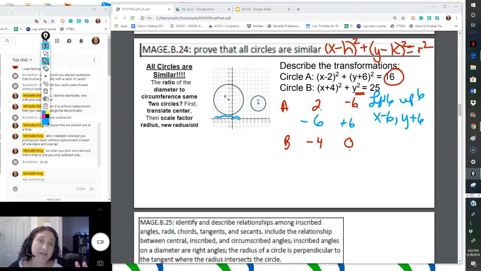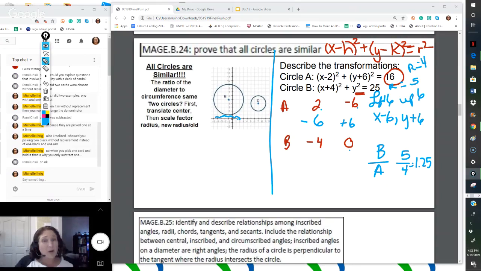Then I have to look at my scale factor. Here, my radius is 4. Here, my radius is 5. Because I'm going from A to B, B is my new, A is my old. So new over old gives me a scale factor of 1.25.